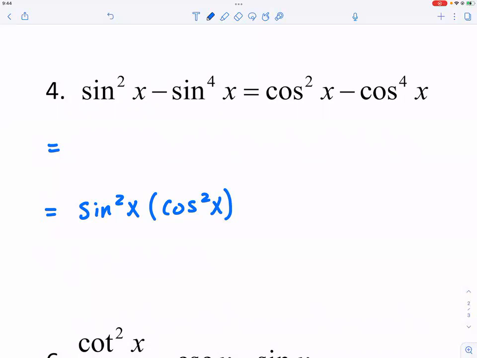It's about the Pythagorean theorem, yes. I mean the Pythagorean identity, yes. But how can we make this happen?